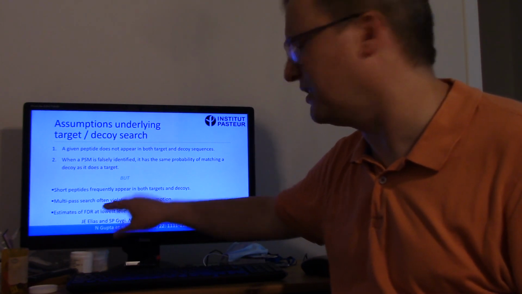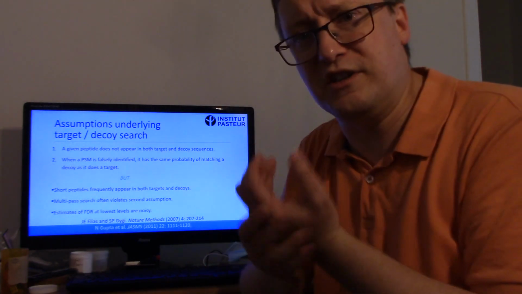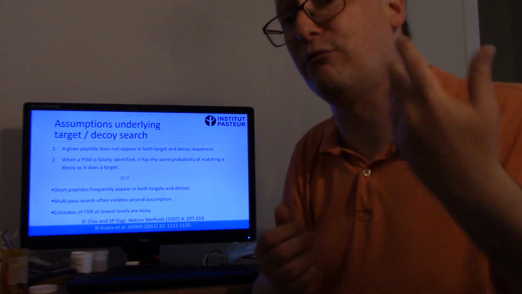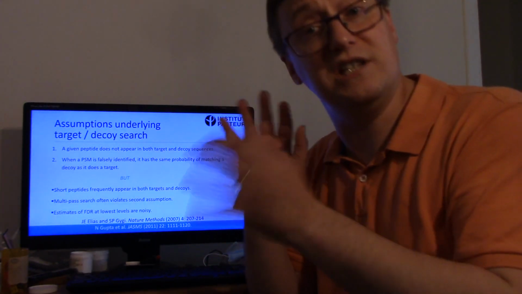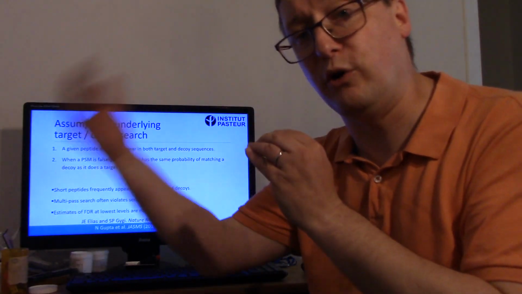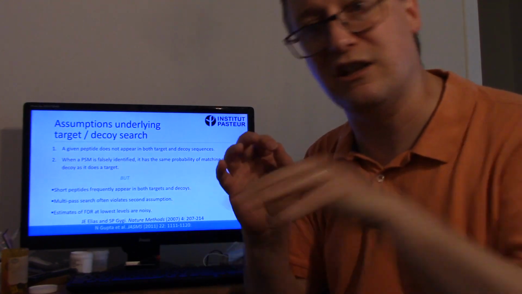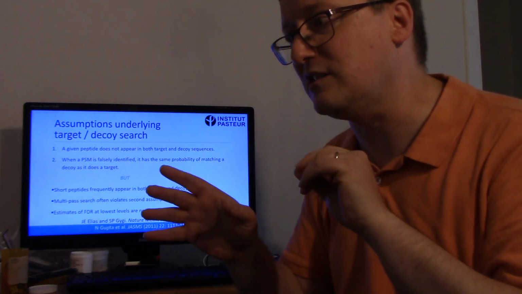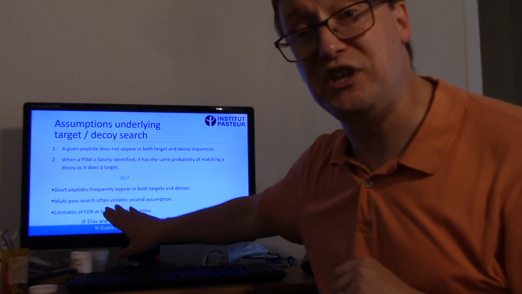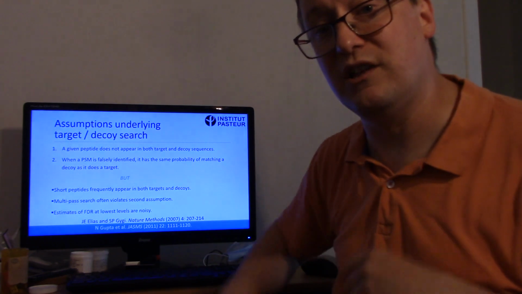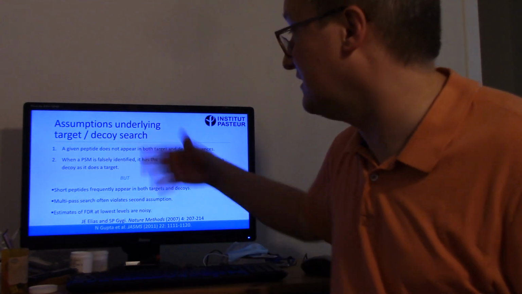Multi-pass search is something that we haven't talked about previously, but imagine that you cut down the search space of a second round of database search. Maybe you do a fully tryptic search first to say, these 3,000 proteins out of the whole proteome are the ones that are actually detected in this sample. I'm now going to dig into those very heavily and consider things like sequence variants and post-translational modifications. That's multi-pass search.